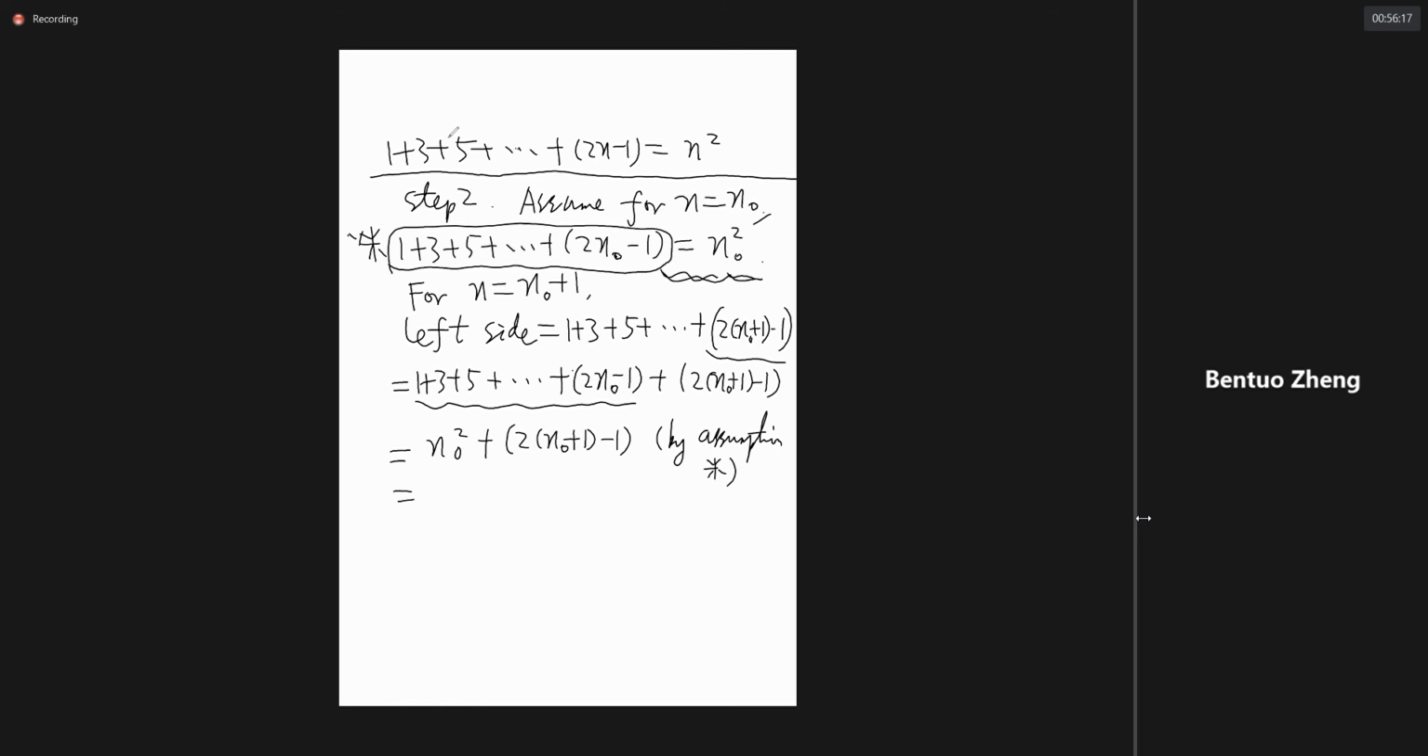Okay, so we can continue our computation. Let's multiply out this 2n0 plus 2 minus 1, which is n0 squared plus 2n0 plus 1. So this is exactly n0 plus 1 in parentheses squared.